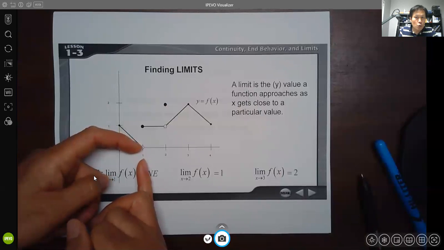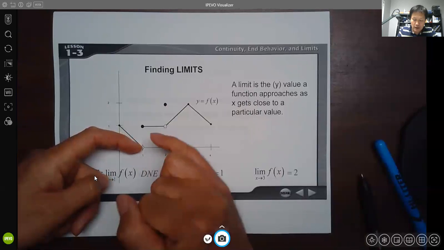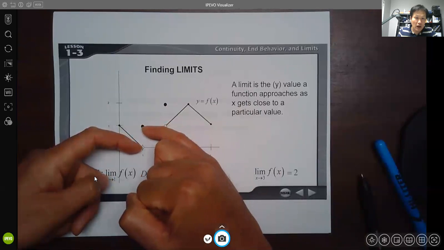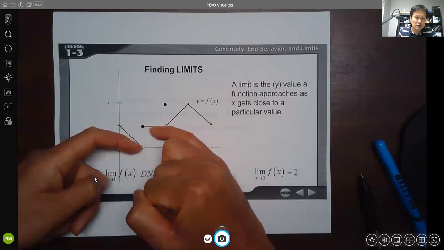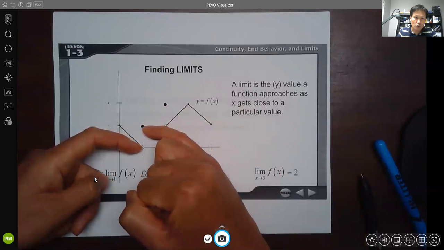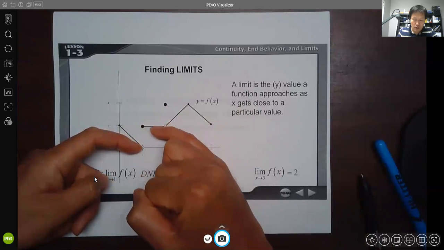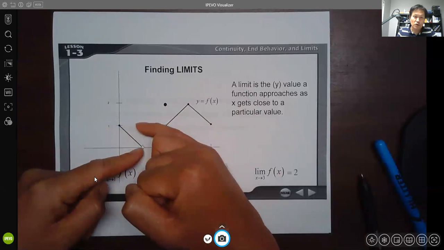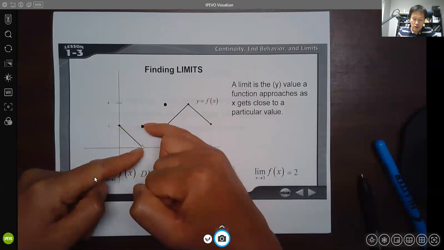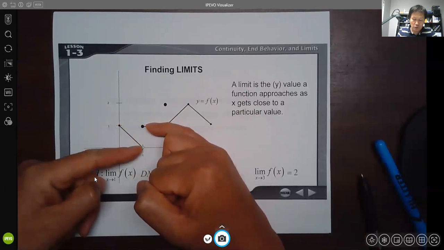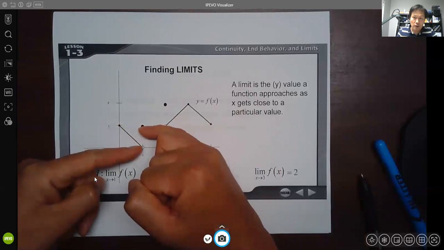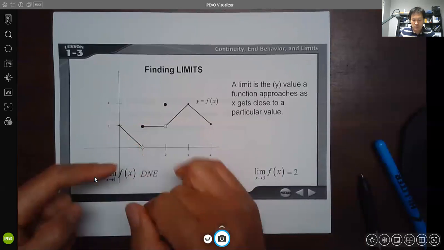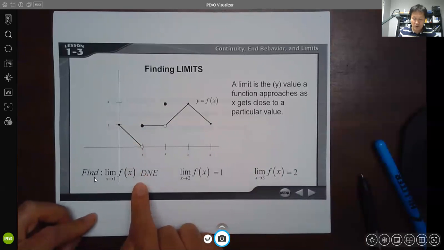Well, if you approach 1 from the right-hand side, here's the graph. So x is approaching 1 from the right-hand side. What y value is it approaching? Well, the y value has been a straight constant here all through 1. So as x approaches 1 from the right-hand side, the y value is approaching 1. So the left hand approaches 0, the right hand approaches 1. The left and right limits do not match. That's why the limit does not exist.